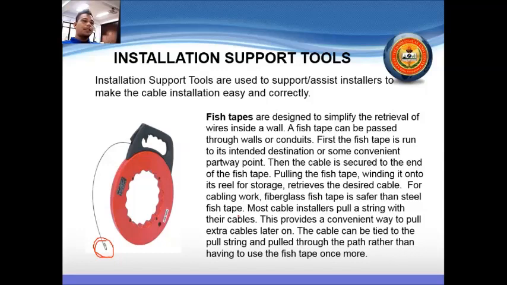For cabling work, fiberglass fish tape is safer than steel fish tape. Most cable installers pull a string along with these cables. This provides a convenient way to pull extra cables later on. The cables can be tied to the pull string and pulled through the path rather than having to use the fish tape once more. So, you can also add a string, class, so the pull is stronger, but it depends on the length of our fish tape. Again, the use of this tool is to install cables and conduits or piping, like our PVC pipe.